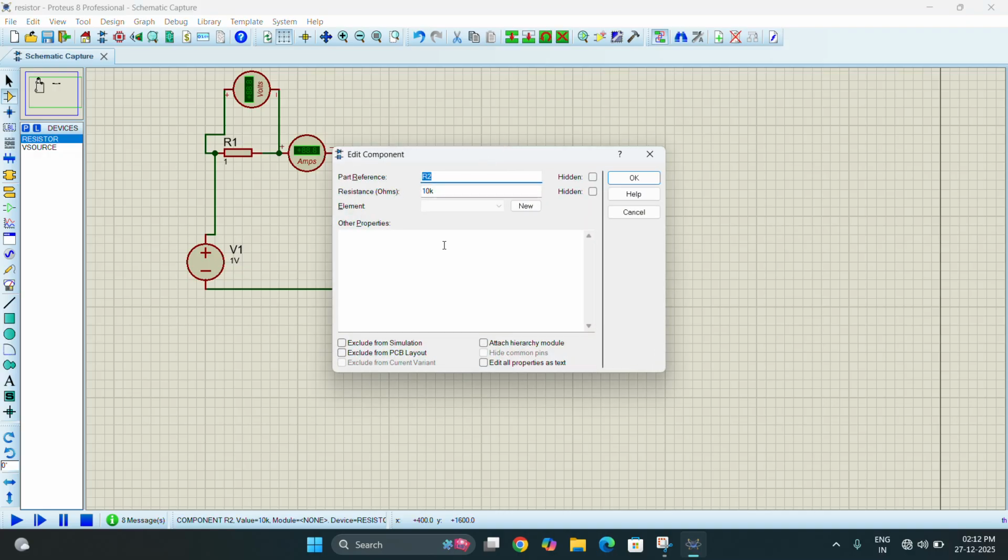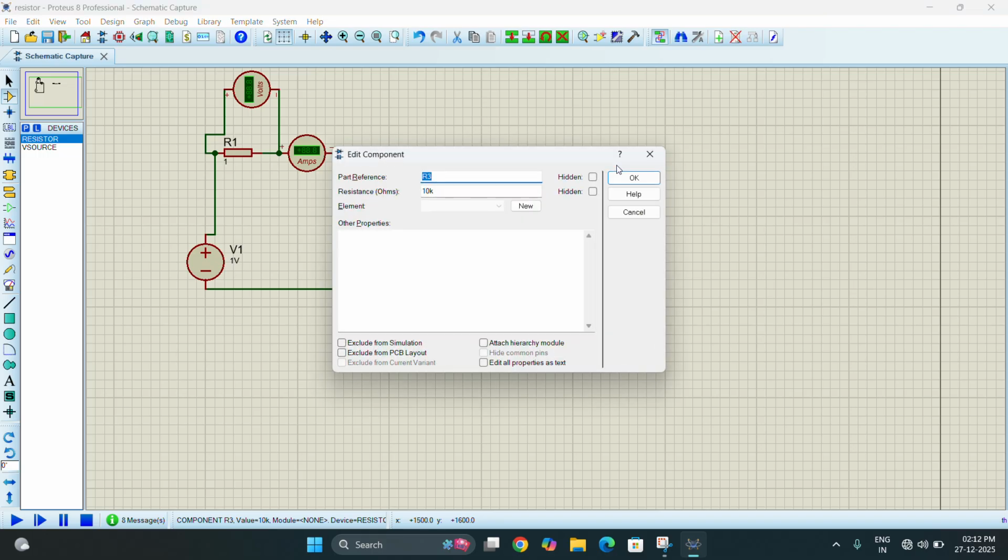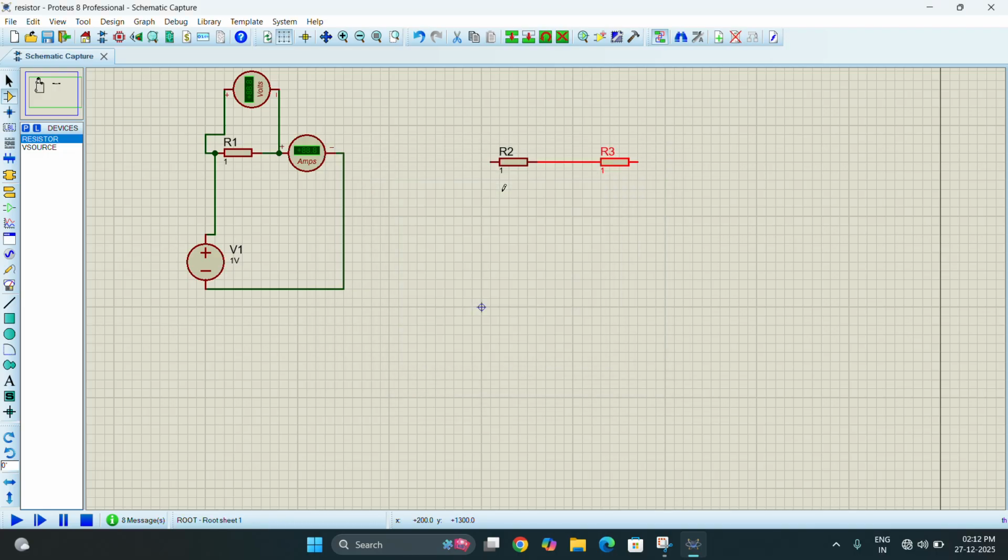Let me change the values of these resistors first. I will keep them at 1 for simplification, so that it is more understandable and easier to calculate for now. Always start with the small things, then you will understand the big things very easily. Now let me take one voltage source.